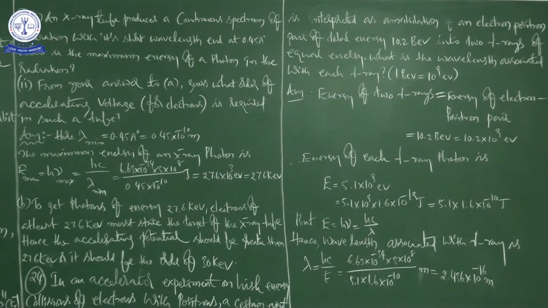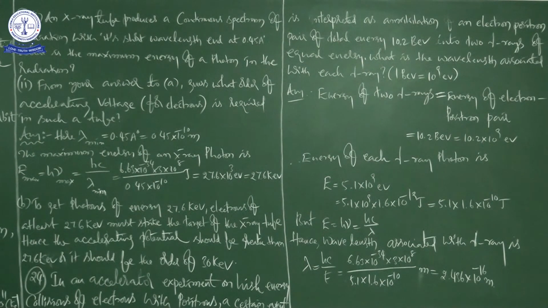Right, see here. First, energy of the 2 gamma rays is equal to energy of electron positron pair. Am I right? According to the question, that is equal to 10.2 billion electron volt, so that is equal to 10.2 into 10 to the power of 9 electron volt. Therefore, energy of each gamma ray photon is just divided by 2, that is 5.1 into 10 to the power of 9 electron volt.